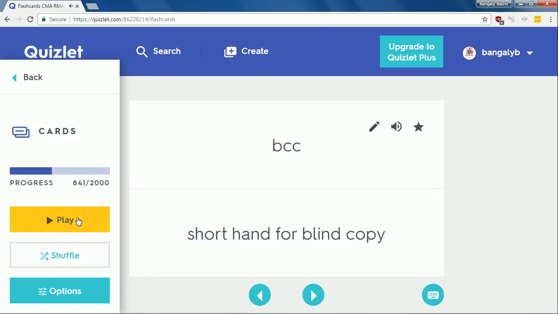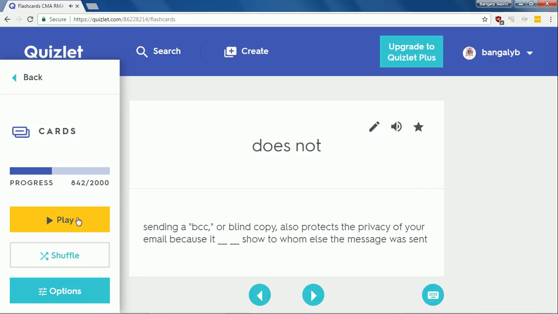BCC: shorthand for blind copy. Sending a BCC or blind copy also protects the privacy of your email because it does not show to whom else the message was sent.